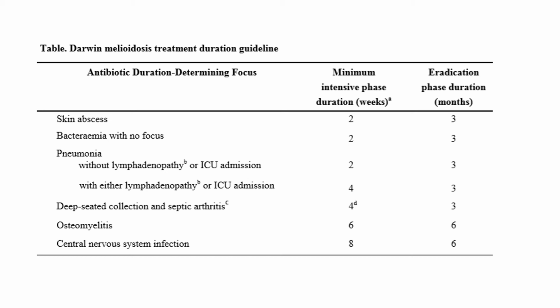Even for the eradication phase, the duration is different. For all conditions except osteomyelitis and central nervous system infections, every other condition is 3 months. But for osteomyelitis and CNS infections, the duration of the eradication phase is prolonged to 6 months.